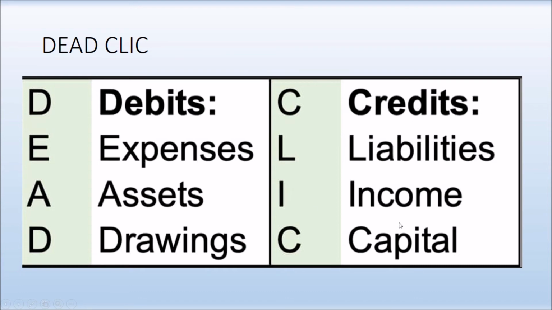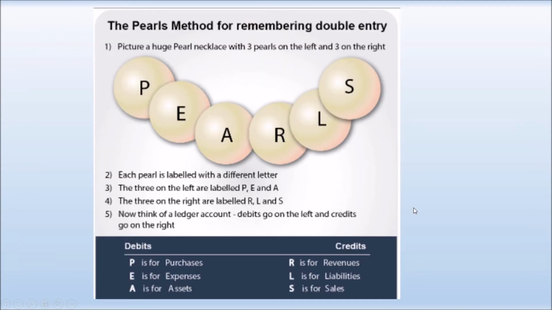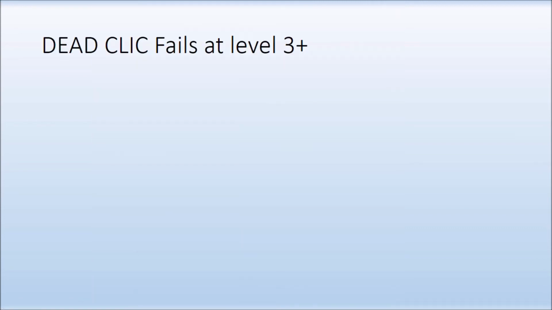If you see one of these, it's a liability, income and capital. And we've got the opposite, which is PEARLS: purchases, expenses and assets on the left hand side, the debit side. We've got revenue, liabilities and sales on the right hand side, the credit side, in a T account. So why does DEAD CLIC fail?